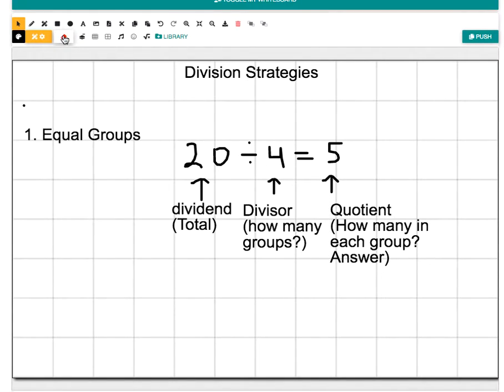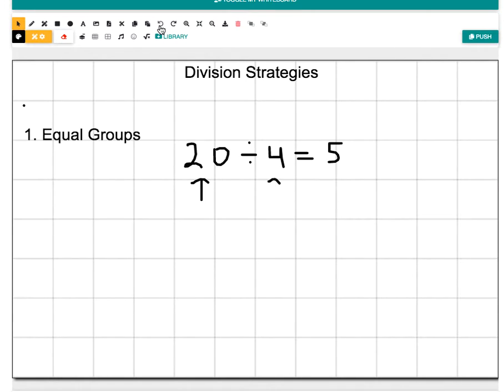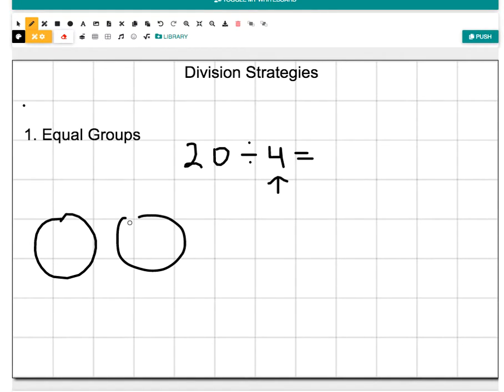Let's go ahead and solve an example together. We'll do 20 divided by 4. The 4 is how many groups I have to draw, so I'm going to draw 4 groups: 1, 2, 3, 4. My next step is to divide this total. I don't want to put 20 in one group. I want to divide them evenly. The best way is to do 1 at a time.